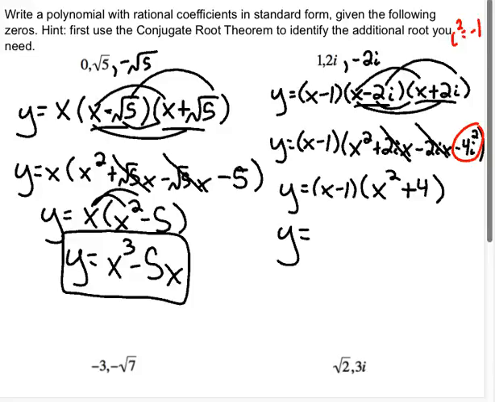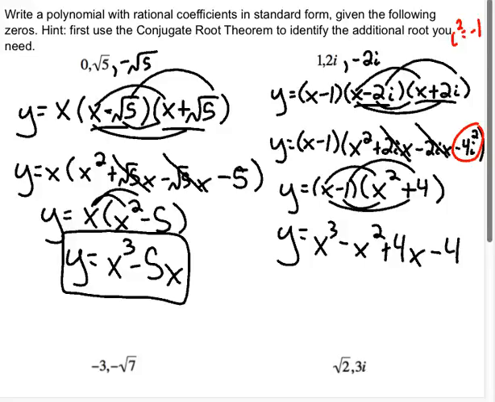FOIL again. Okay, I see two binomials multiplying, so this tells me if I FOIL it one more time, then I'll be able to get to my answer. So that's going to give me x cubed minus x squared plus 4x minus 4. All of those have different powers, so none of them are like terms, and so that means that I'm done. Okay, there's my polynomial.